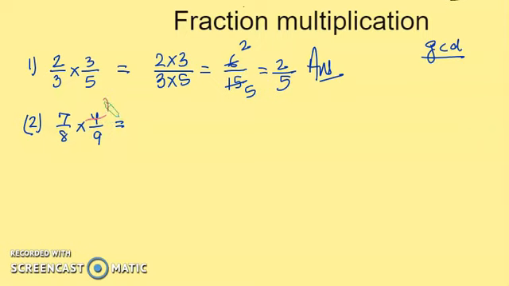divided by 4 is 1. Similarly 8 divided by 4 is 2. Now you can check this number also. So it doesn't have the greatest common divisor other than 1. So now you can just multiply 7 and this 1 and 2 and this 9. So that gives you 7 by 18, and that is your answer.